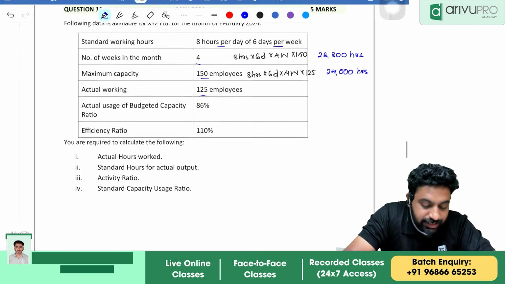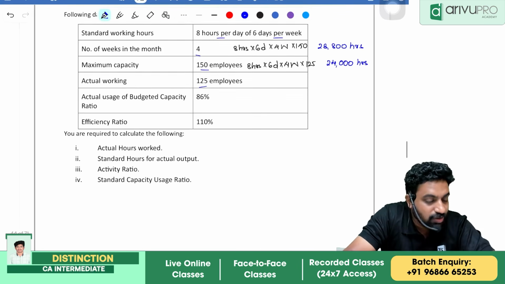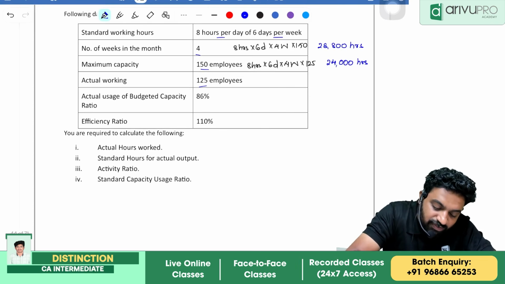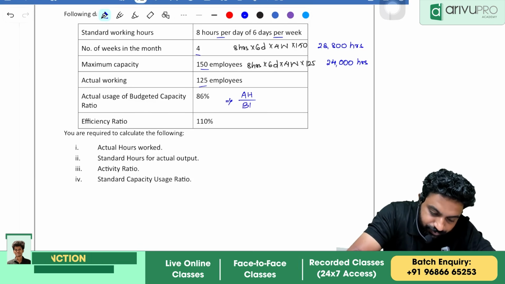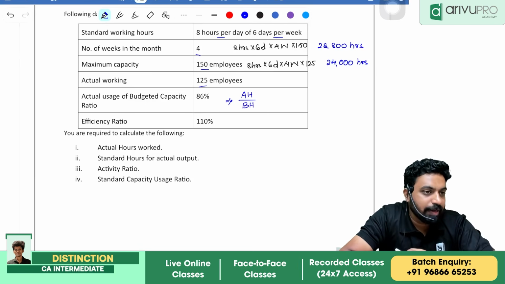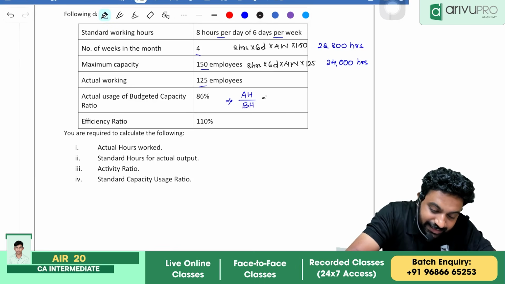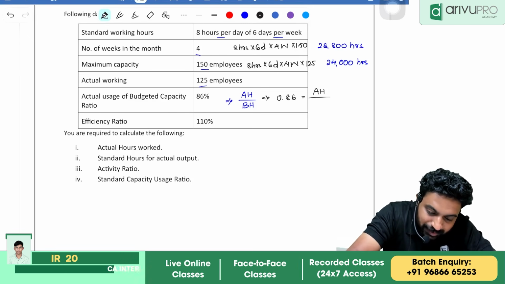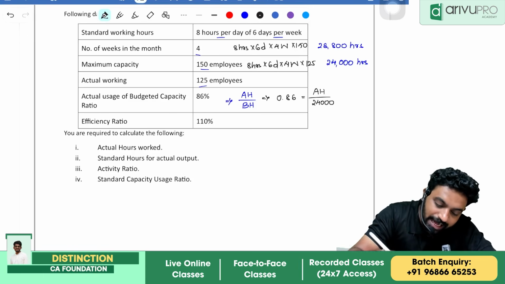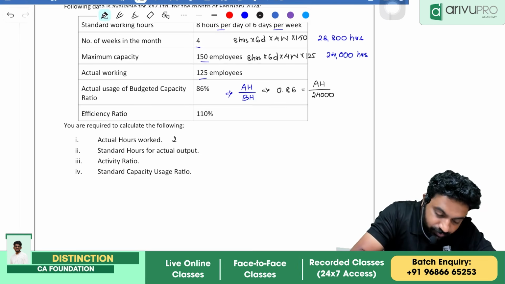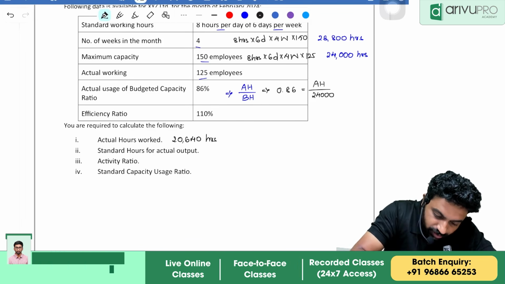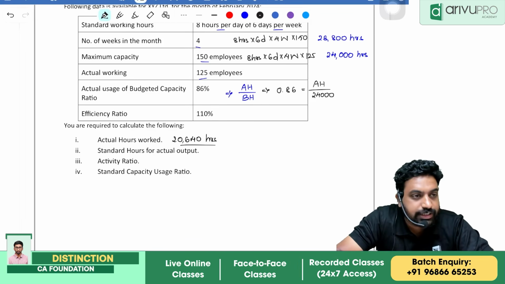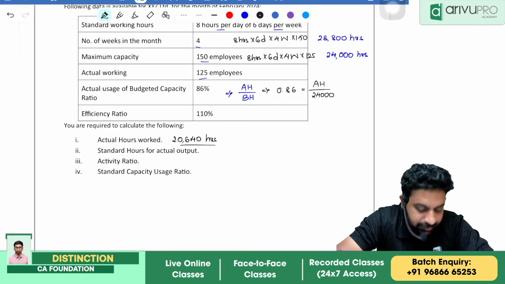They have given actual usage of budgeted capacity and the efficiency ratio. Actual usage of budgeted capacity means, may I know the formula? Actual hours divided by budgeted hours. They are telling the answer is 86%. So 0.86 is equal to actual hours, which we don't know, divided by budgeted hours, which we know. So the actual hours worked are 20,640 hours. Any doubt in this?